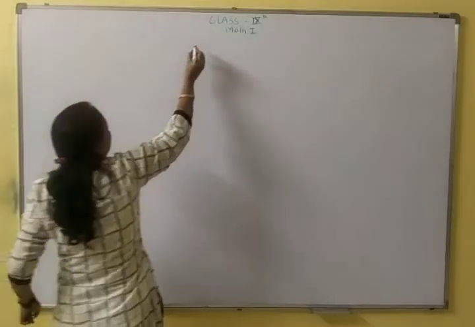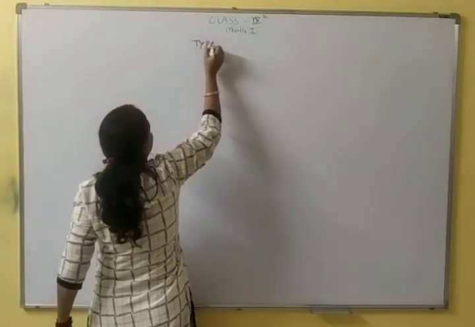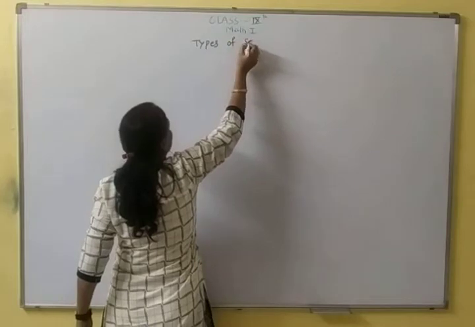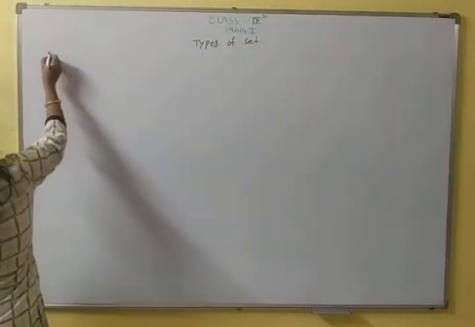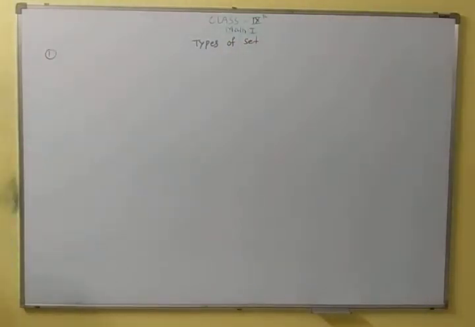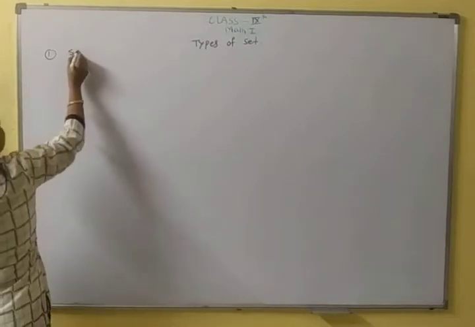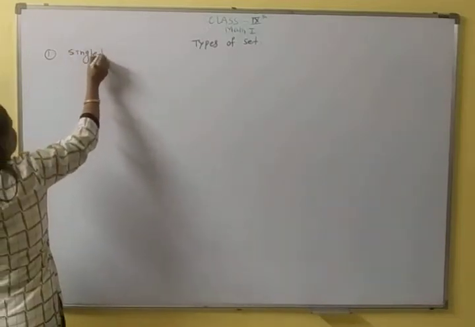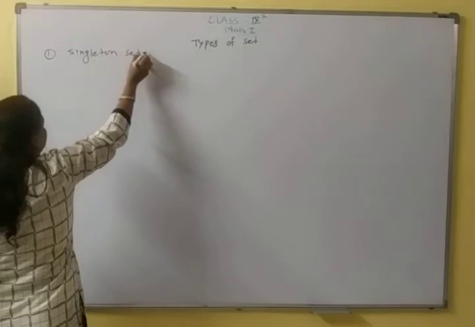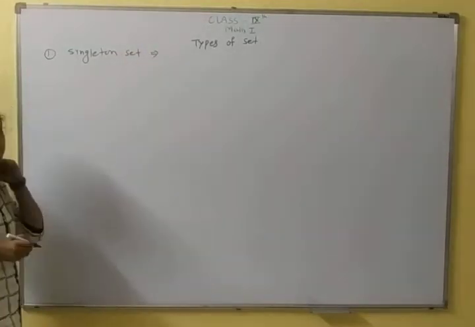Types of sets. First type is singleton set. What is meant by singleton sets?